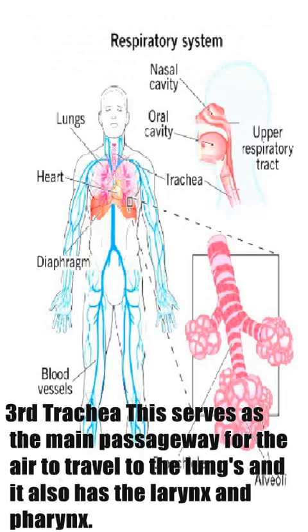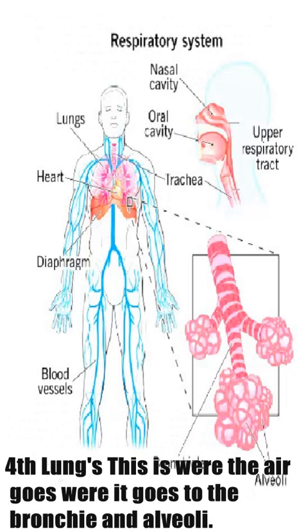And the third will be trachea. This serves as the main passageway for the air to travel to the lungs, and it also has the larynx and pharynx. And the number 4 will be our lungs. This is where the air goes, and where it goes to the bronchi and alveoli.